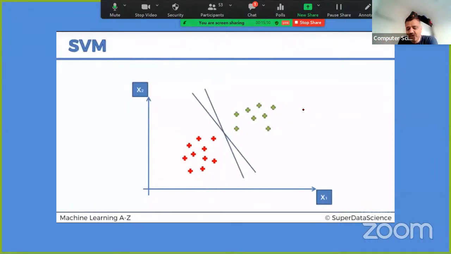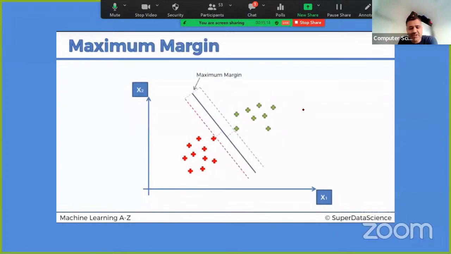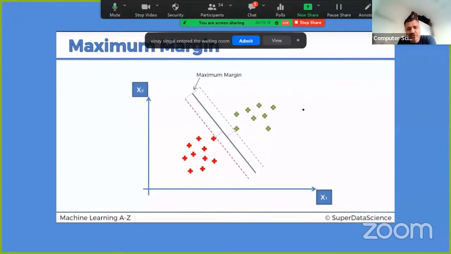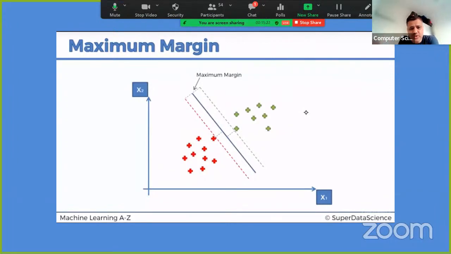And there are multiple options to choose this separation line. So support vector machine tries to use the concept of maximum margin to identify this particular line. So let's understand this particular concept.